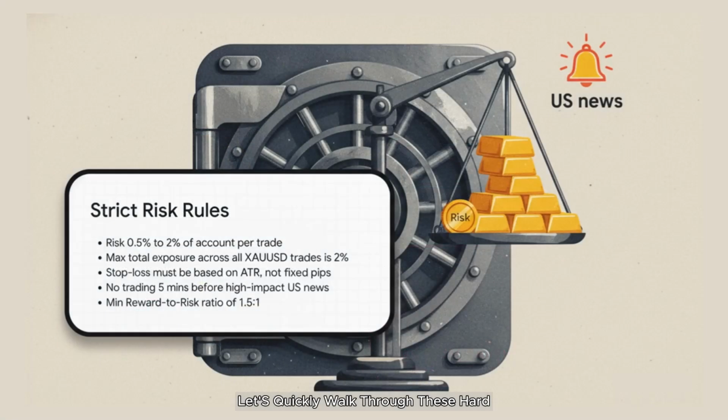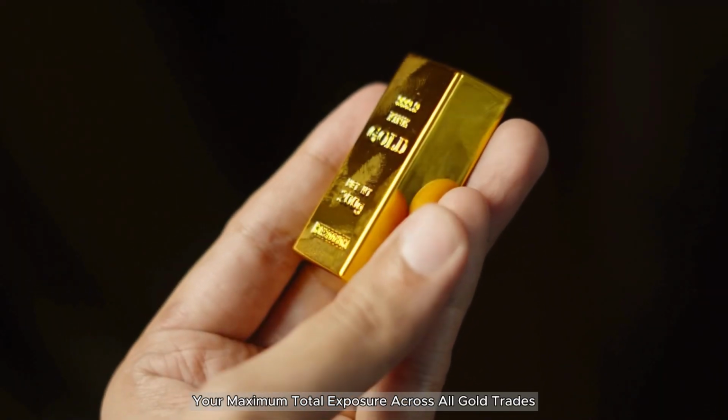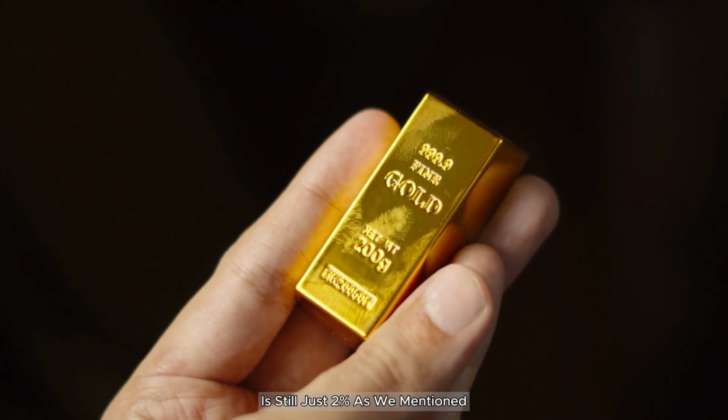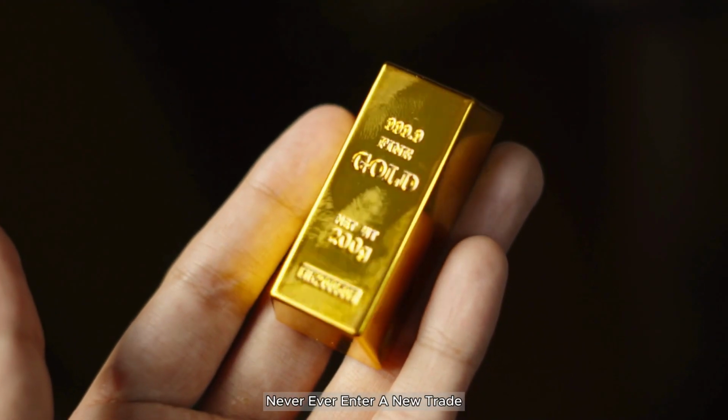Let's quickly walk through these hard, non-negotiable risk rules we've pulled from the source data. You should risk only 0.5% to 2% of your account per trade. That's it. If you have multiple trades running at once, your maximum total exposure across all gold trades is still just 2%. As we mentioned, always use ATR-based stops. Never ever enter a new trade 5 minutes before a high-impact US news event. It's just gambling at that point. And finally, only take setups that offer a minimum reward-to-risk ratio of 1.5 to 1. Your position sizing has to be calculated based on mathematical volatility, never on emotion.